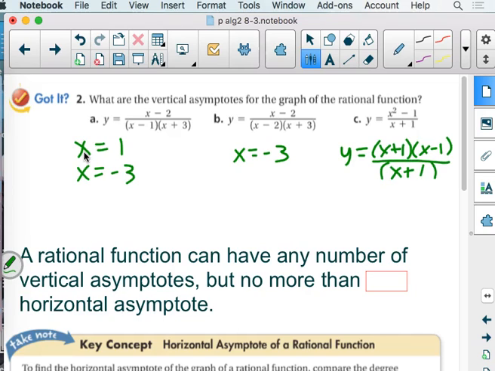And then you're going to see the x plus 1's cancel out. So if they cancel out, they're not a vertical asymptote, they're a hole. So this one doesn't have any vertical asymptotes. But here's what I want you to do with your partner. Find where that hole will be in this graph. Find the hole.